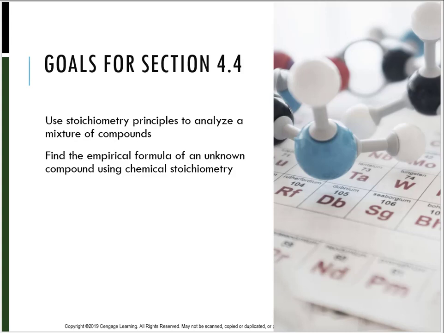All right, Chem 120 friends, we are going to start with Chapter 4, Section 4. And if you need to go back for some more stoichiometry help, feel free to look back at earlier sections and do some practice problems and look at earlier slides from this lecture. Today we're going to use some stoichiometry principles to analyze a mixture of compounds and find the empirical formula of an unknown compound using chemical stoichiometry.